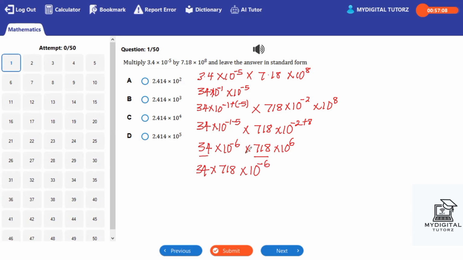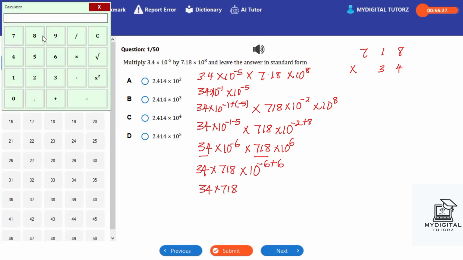Then since it is a multiplication, by the law of indices, plus 6. So from here, I will have 34 multiplied by 718, then minus 6 plus 6, that is 0. So 10 raised to power 0 is 1. So I can leave it like this, or you can quickly say 718 multiplied by 34. If you don't have your calculator, I think there's a calculator here, so we can just use it to make it faster, as there's provision for a calculator in your listing.